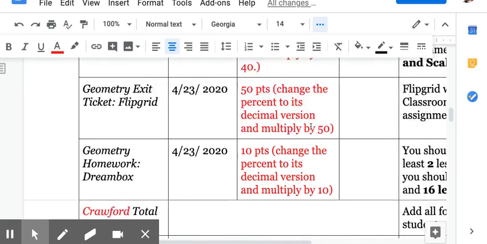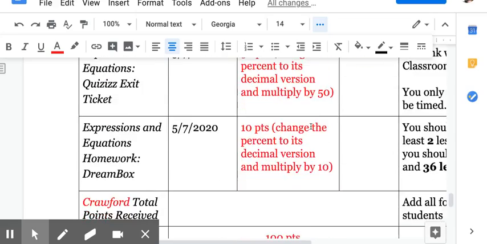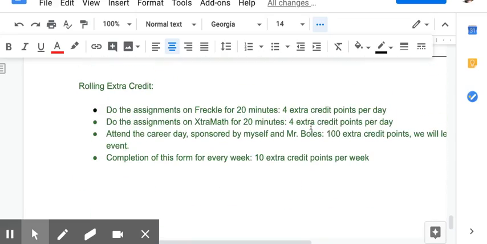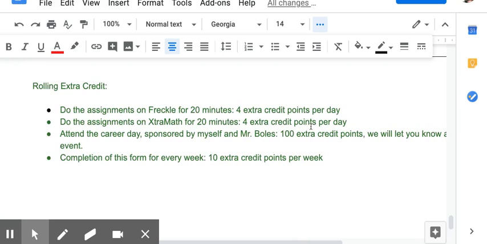And speaking of colors, if you scroll all the way down to the green, I'm going to do something that I haven't really done: I'm going to offer a lot more extra credit, and Mr. Bowles will do the same thing with his class. So for the rolling extra credit, you have opportunities. You can get on two different apps called Freckle and Extra Math. And I do have this on School Max on how you can get extra credit points per day. So if you do 20 minutes a day, you get 4 extra credit points for every day you do 20 minutes for Freckle and for Extra Math. So they will add up.